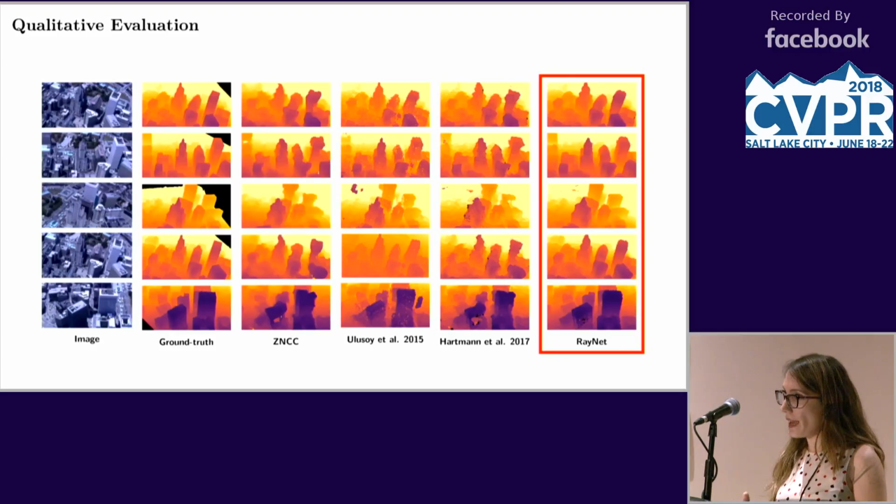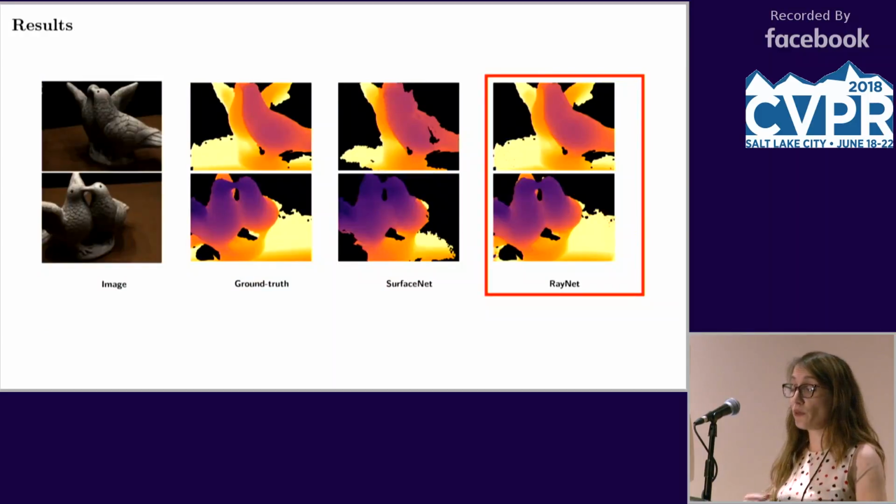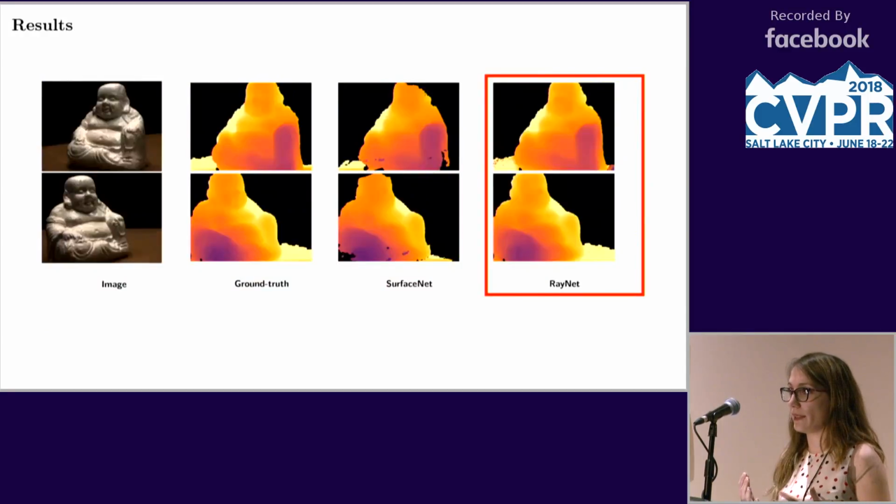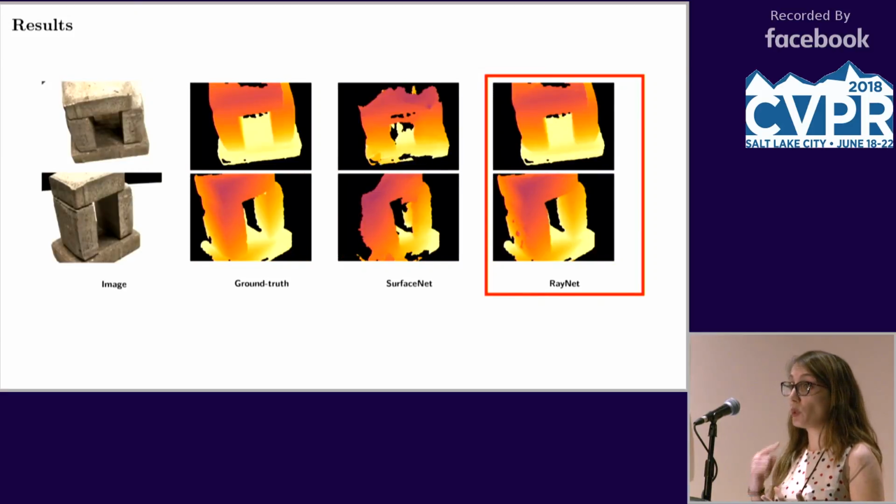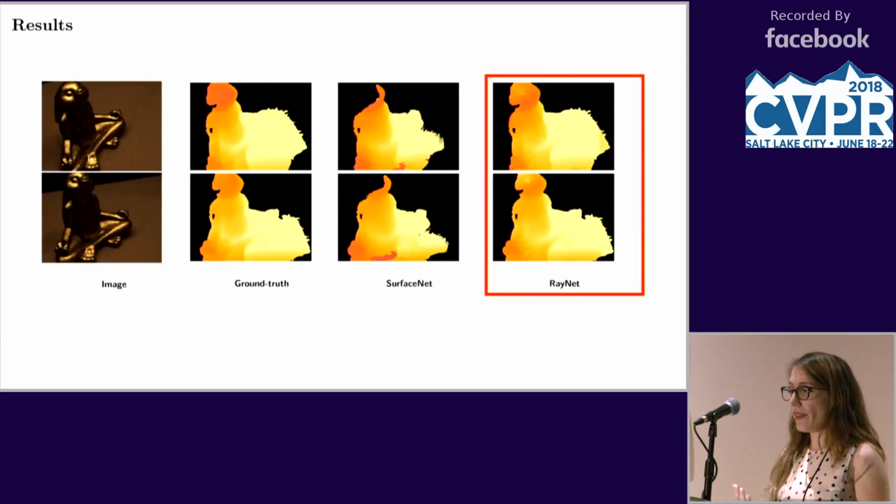Besides the outdoor aerial dataset, we also evaluate RAINET on various objects from various materials from the DTU dataset. RAINET consistently improves both qualitatively and quantitatively over other existing approaches.